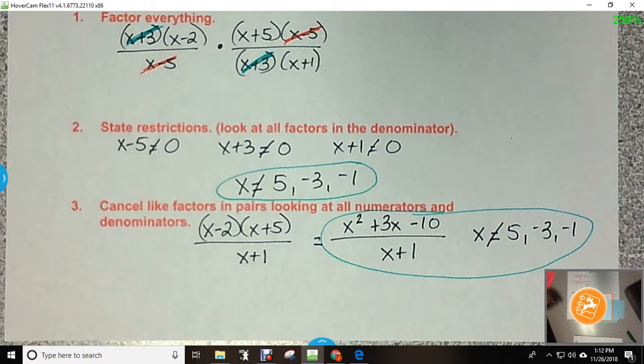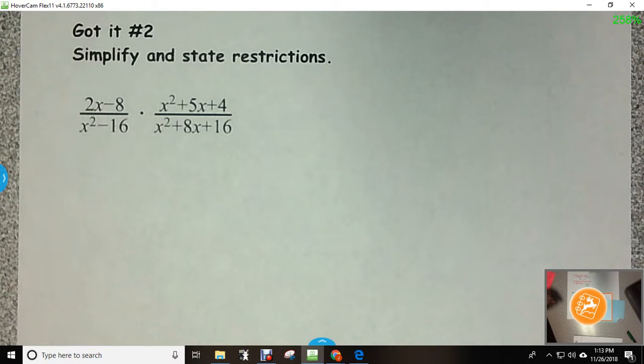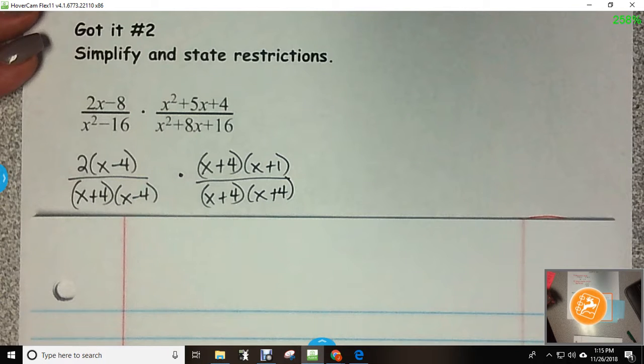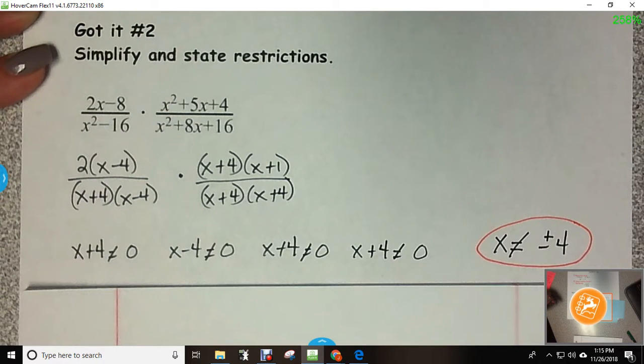All right, I've got one for you to try here in just a minute. So I'm going to let you go ahead and try this one. I'm going to pause the video and then I'm going to work it while you guys are working it, and then we'll come back and you can check yours. Okay. All right, so if you want to check it and make sure you've got it factored correctly before you go past there. And then I've also got my restricted values done.